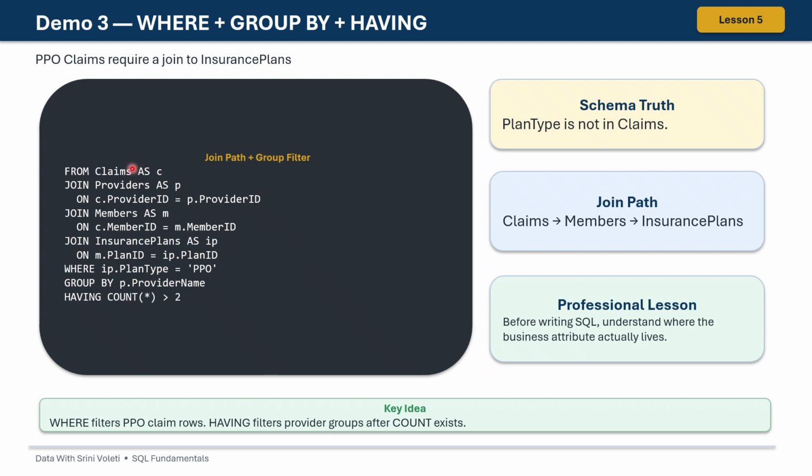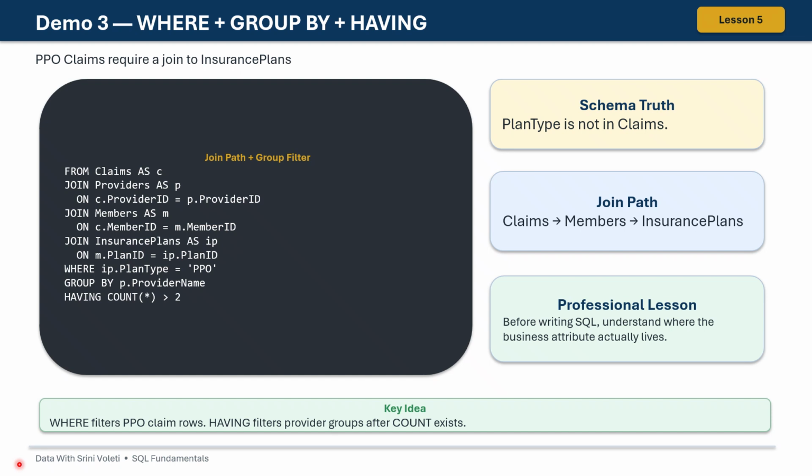This is an important professional lesson. Before writing SQL, we must understand where the business attribute actually lives. WHERE filters the individual rows to PPO claims. GROUP BY creates provider summaries. HAVING keeps only provider summaries whose claim count is greater than 2. This matches the real Healthcare Claims DB version 2.0 schema and avoids pretending that plan type exists directly in claims.